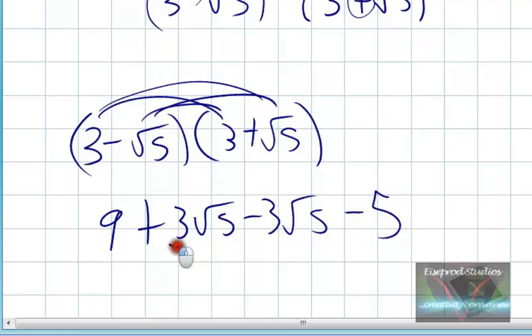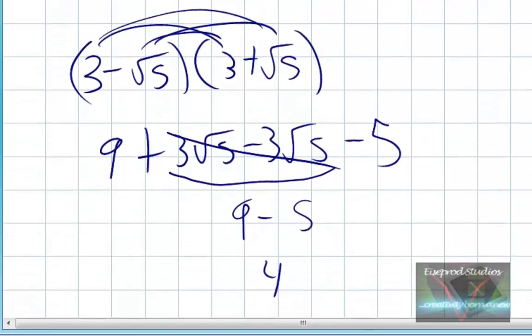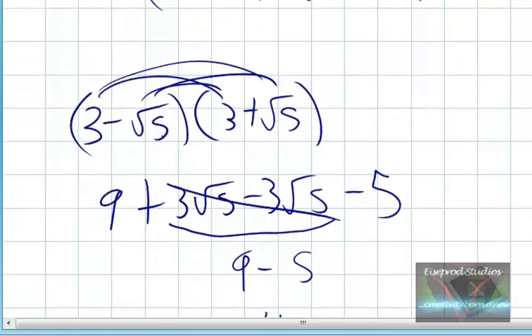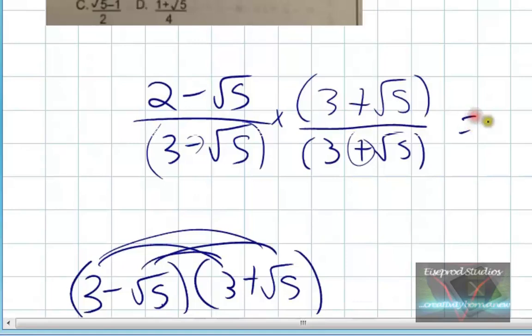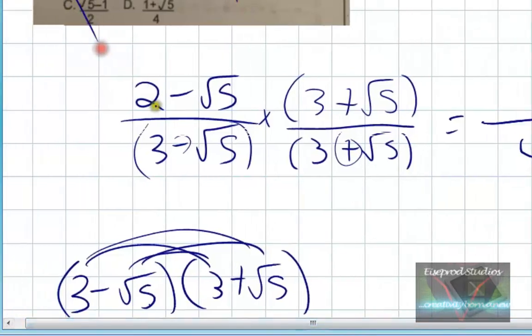So look at this part right here. These two will cancel because 3 square root 5 minus 3 square root 5 is just 0. So now we have 9 minus 5, which is 4. That's a much easier thing to work with, and it gets rid of the square roots in the denominator, which we don't want. Okay, so I did the multiplication on the bottom half. We said it was 4. So that helps us eliminate two answers so far, right?